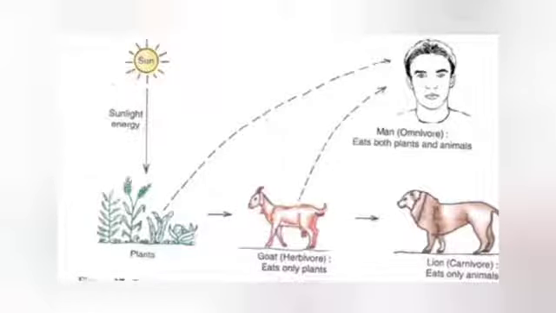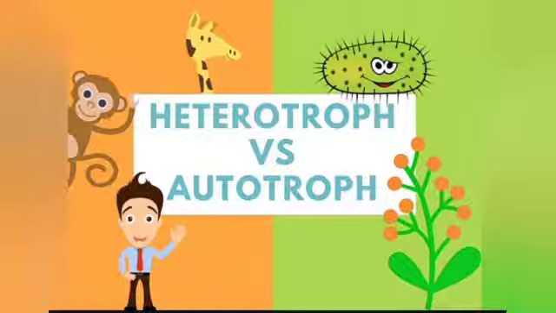The heterotrophic and autotrophic nutrition. See, the sunlight helps for the growth of the plant. The goat eats plants, the lion eats the goat, and man eats both goat and plants. Okay, so next we'll see the differentiation between heterotrophic versus autotrophic nutrition.